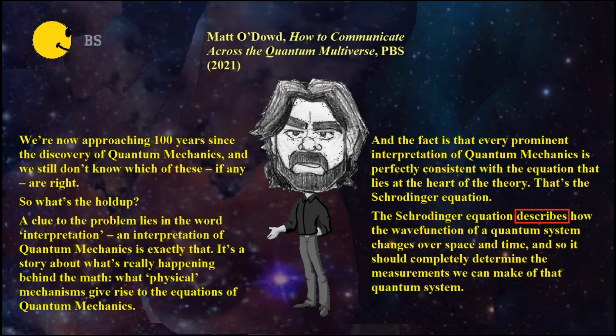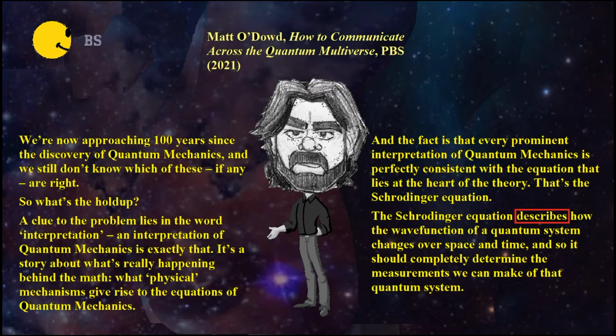What physical mechanism gives rise to the equations of quantum mechanics? Yeah, that's what we want to know. But Mr. Feynman already finished telling us that they don't know that. And here Mr. O'Dowd says the fact is that every prominent interpretation of quantum mechanics is perfectly consistent with the equation that lies at the heart of the theory. What do you mean it's consistent? You mean you can describe it, not that you can explain it. And he says that's the Schrodinger equation.